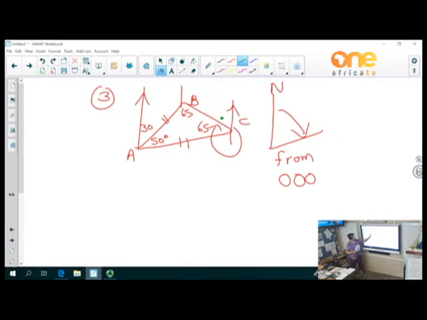So can you see that these are co-interior angles? So if this one is 80 here, it means this one is going to be 100 there. So then the answer is 260. The bearing is 260 degrees.